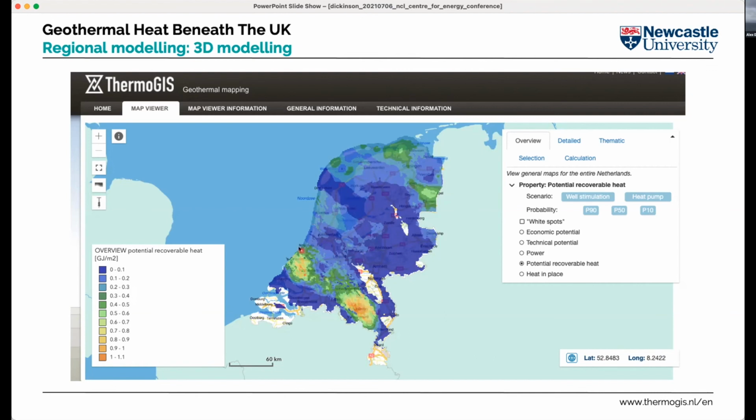And this is part of a big effort over the past few years that has helped the Netherlands really make use of a lot of its geothermal energy. So a lot of the greenhouses in the Netherlands, for instance, are now heated using geothermal energy. And this is good news for the UK because the geological setting of the Netherlands is very similar to areas of Eastern England.